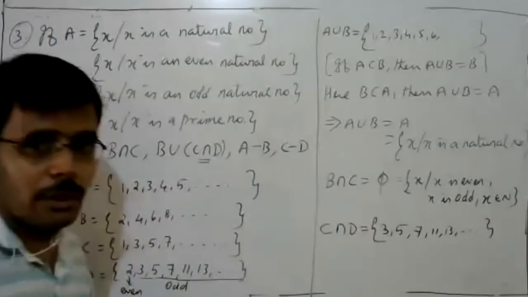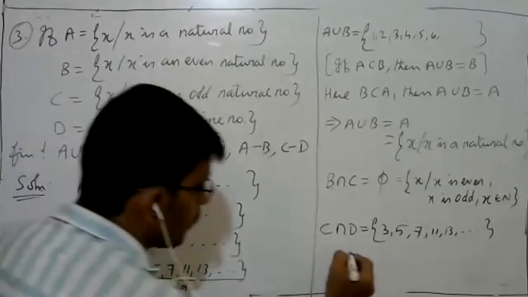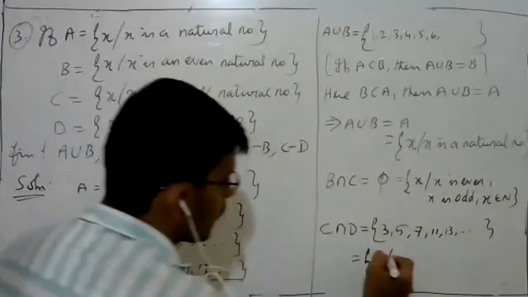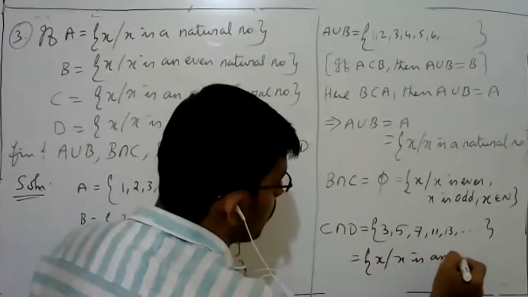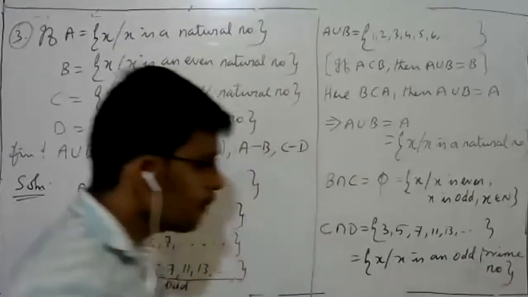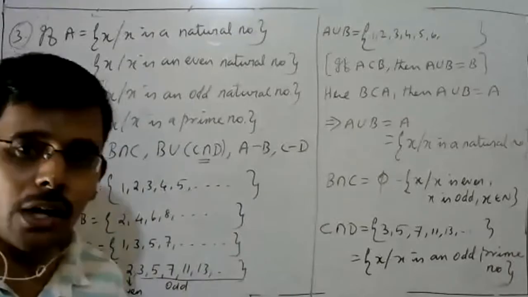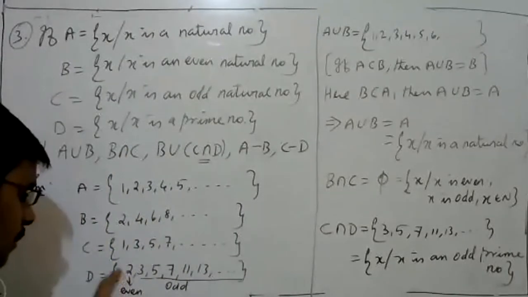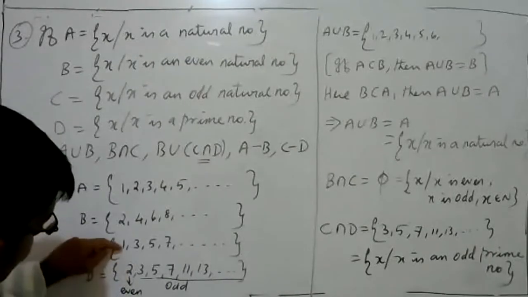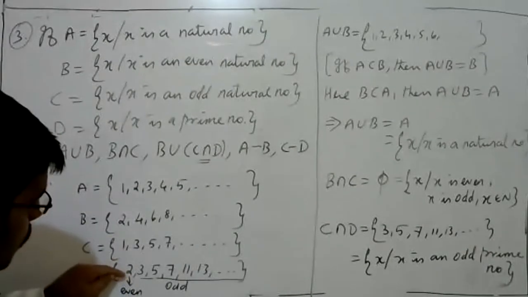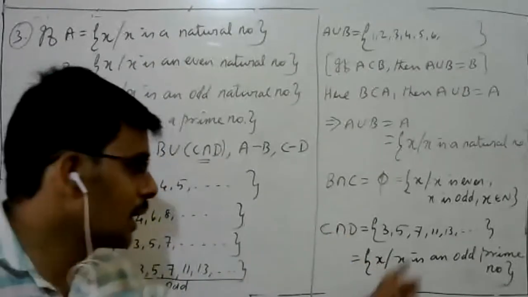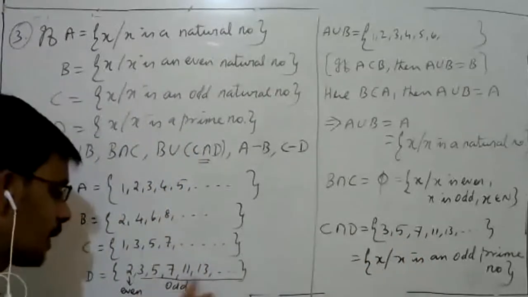But this will not follow some order. What is the meaning? How to write the set builder form? Set of all x, where x is an odd prime number, because 2 is an even number that is a prime number, but it is not in the other set. So we exclude 2 and take all the prime numbers. That is the C intersection D, because all the prime numbers excluding 2 are odd numbers.